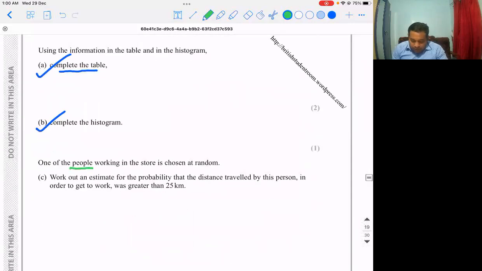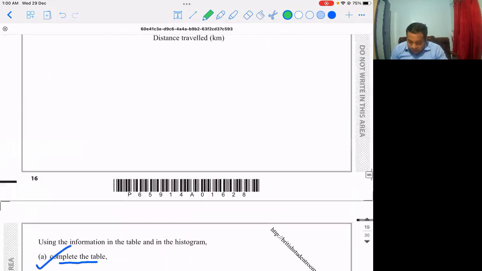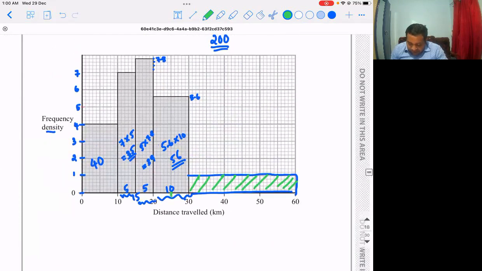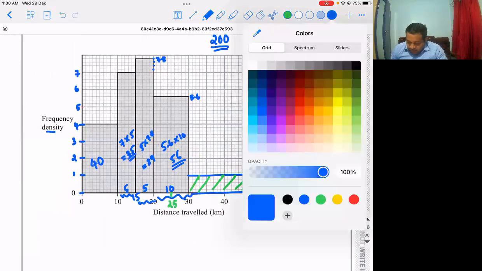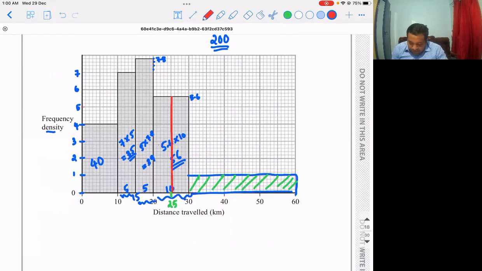Now, one of the people working in the store is chosen at random. Work out an estimate for the probability that the distance traveled by this person in order to get to work was greater than 25 kilometers. Where is 25 kilometers? It's halfway between 20 and 30. So we are now in a position to find the total area after 25. Why? Because we need that number, right? We know that this is 30 and this is 5. So 5 multiplied by 5.6 will give us 28, correct?